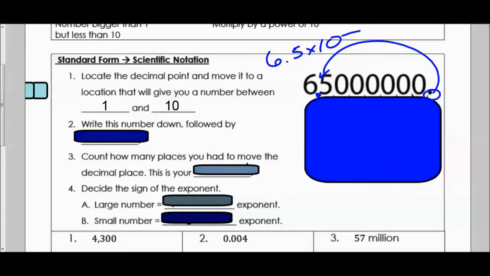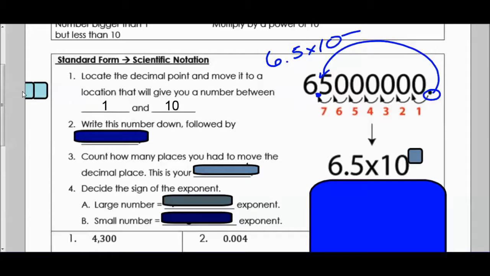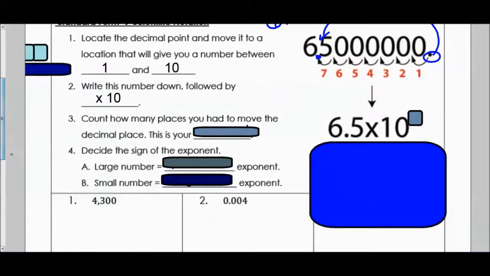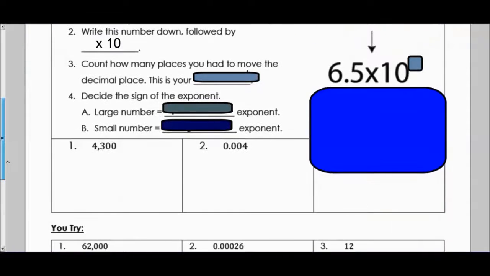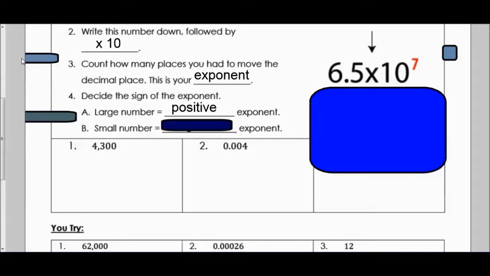So we got our number between 1 and 10. We want to write this number down, followed by that multiplication part of the problem, times 10. Now we count out how many decimal places it moved. We can see that it was 7: 3, 4, 5, 6, 7. It's a really big number, so we know it's going to have a positive exponent. That's going to be a positive exponent of 7. The number of decimal places that the decimal point jumps is your exponent. If we have a really large number, we know it's going to be a positive exponent. If we have a really small number, we know we have a negative exponent.